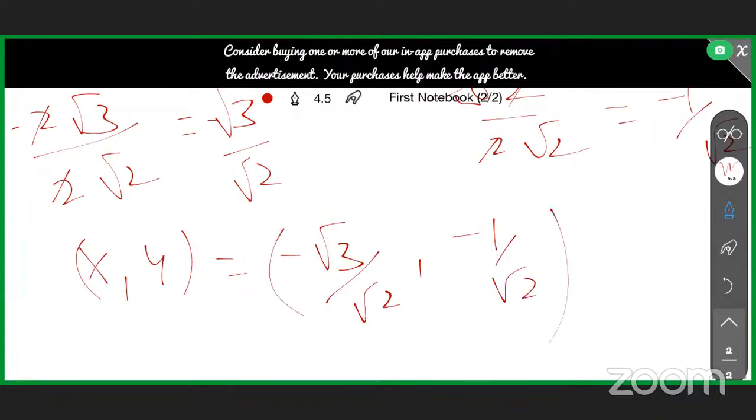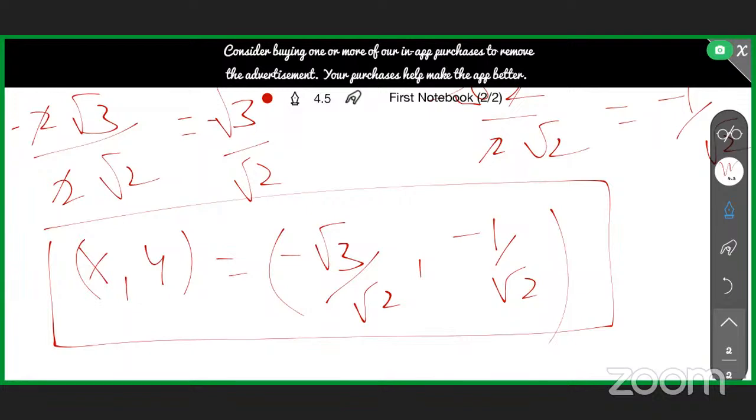Did you understand? Yes, sir. So with this, we are concluding the transformation of equations. Sorry, not transformation of equations, transformation of axis. So with this, officially, we are concluding the transformation of axis chapter.